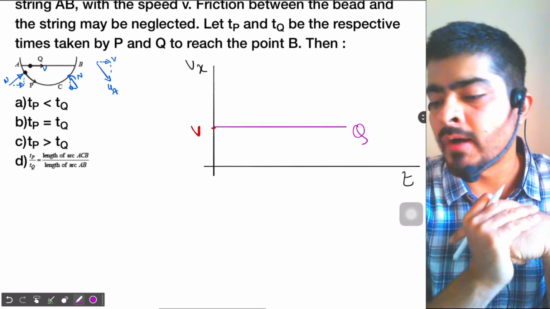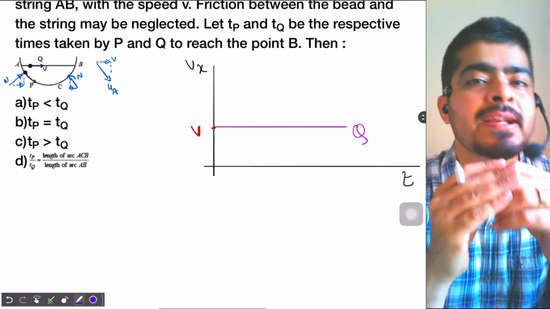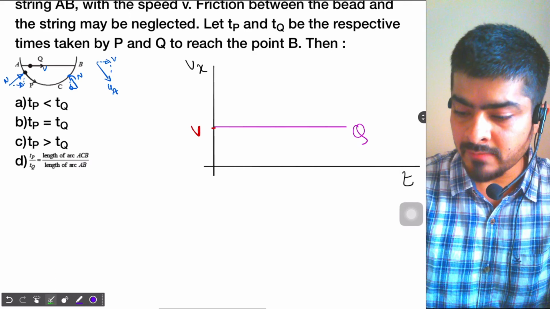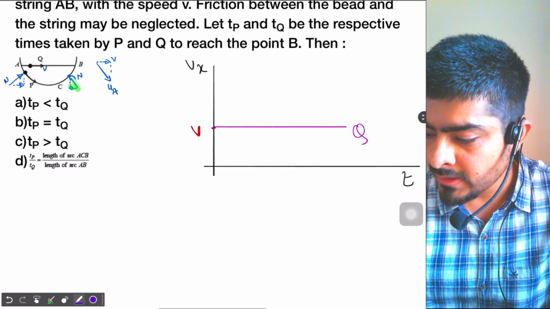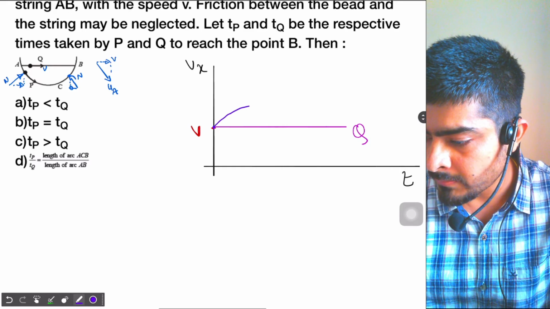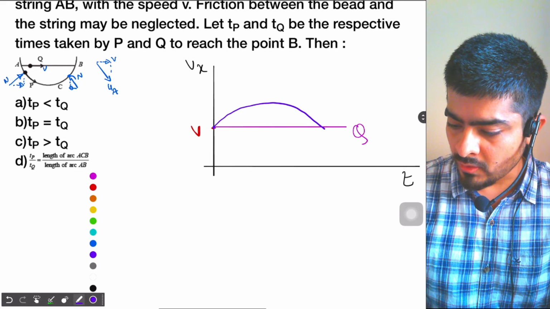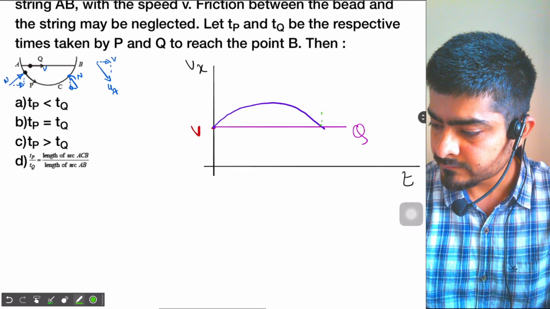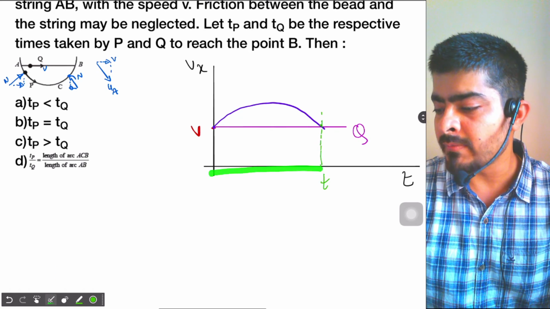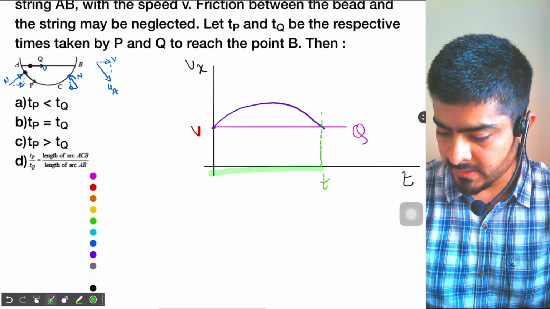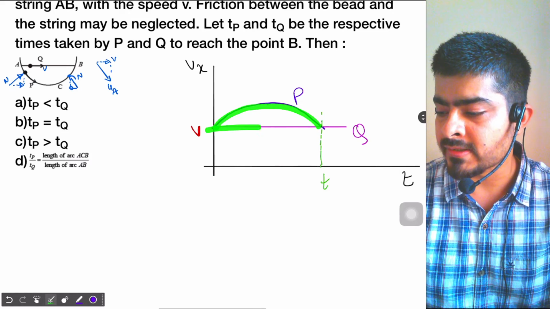But when you talk about the graph of particle P, its x component of velocity is first increasing because of this normal force and then decreasing because of the normal force. So the x component is starting from the same point, but first it will go up and then it will come down like this. Now let me just name them first. This is your particle P. This is the velocity graph of particle P. This is the velocity graph of particle Q.